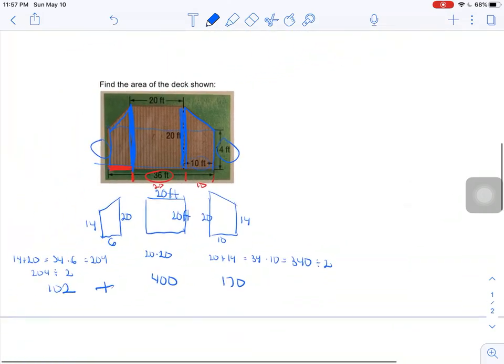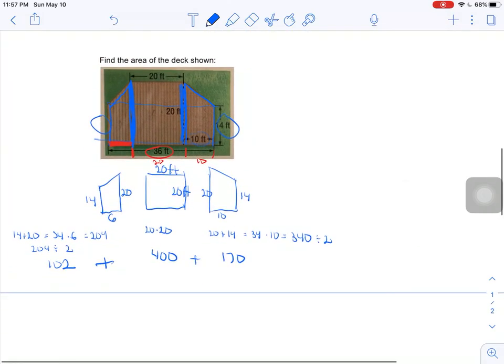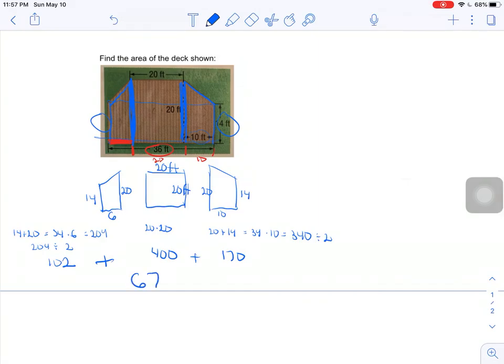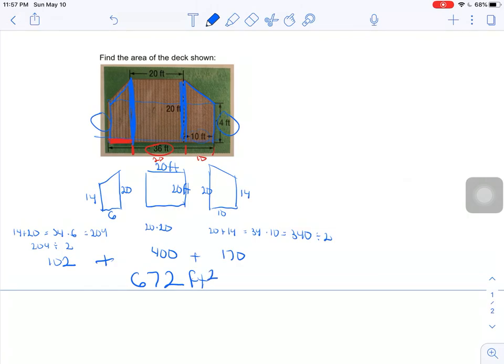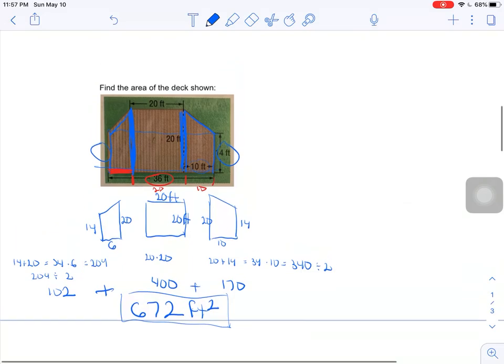Now I can just take these three things and add them together. So I can do 102 plus 400 plus 170. That gives me a grand total area of 672. And since I'm measuring in feet, my units would be square feet. So the area of the deck is 672 square feet.